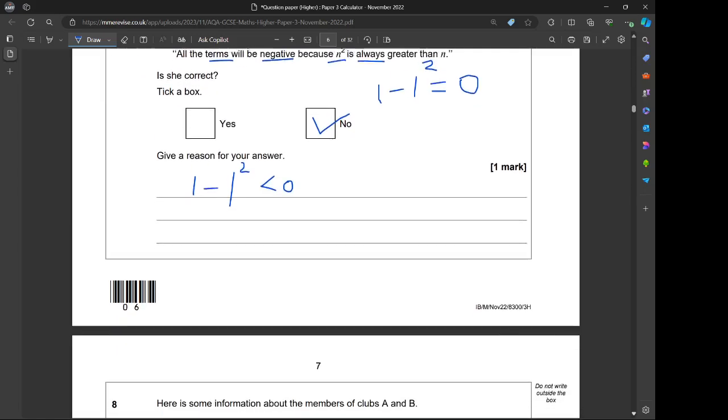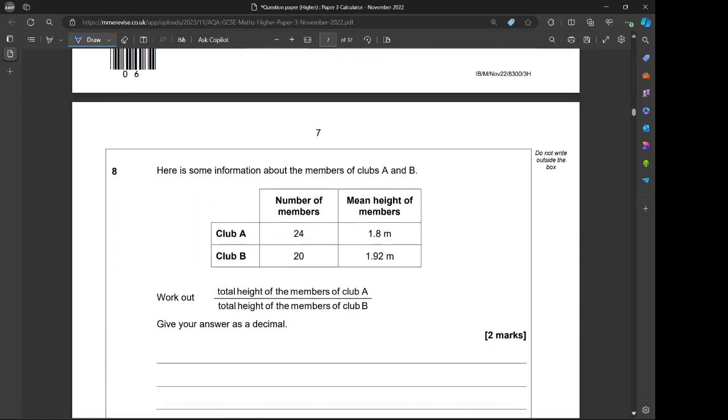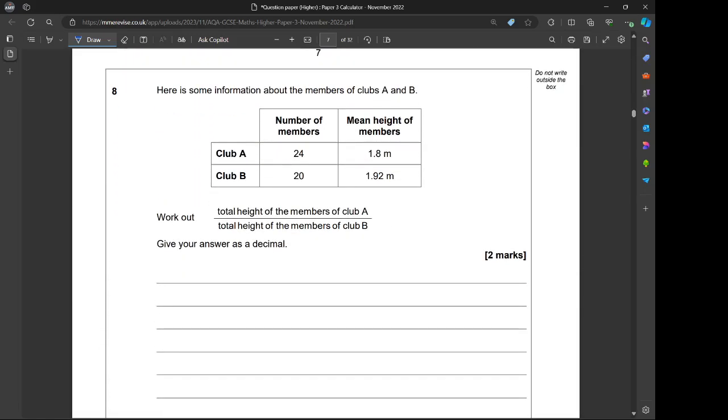Next question, question number 8, looking at a two-way table. Here is some information about the members of clubs A and B. Work out the total height of the members in club A divided by the total height of the members in club B. Give your answer as a decimal.